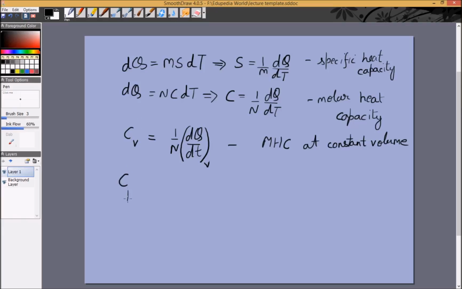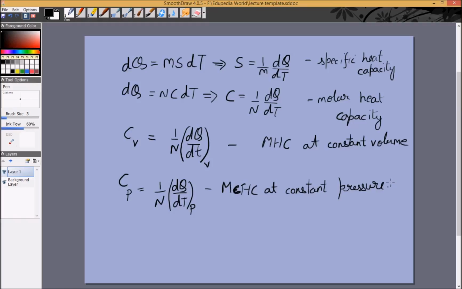Then there is Cp, which is 1 by n dQ by dT at constant pressure, and that is called the molar heat capacity at constant pressure. And of course, this will be the heat capacity of the process if the process is isobaric, or if in the process the pressure is constant.